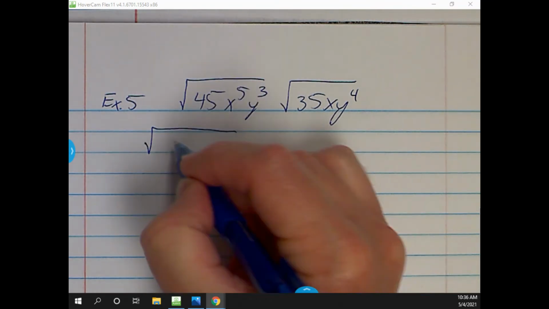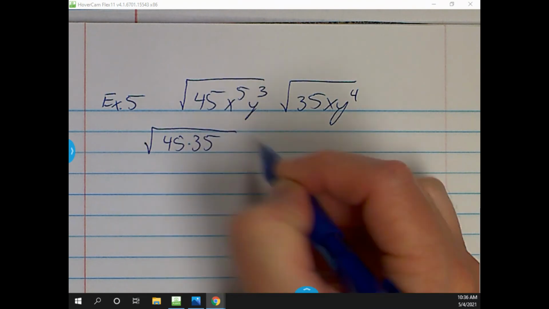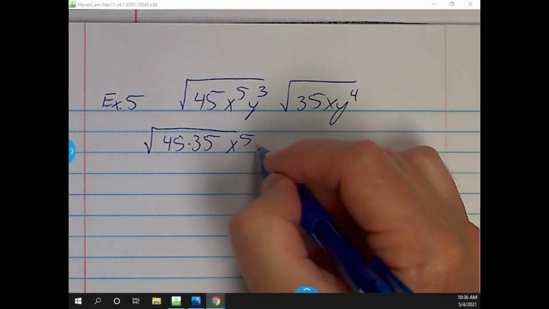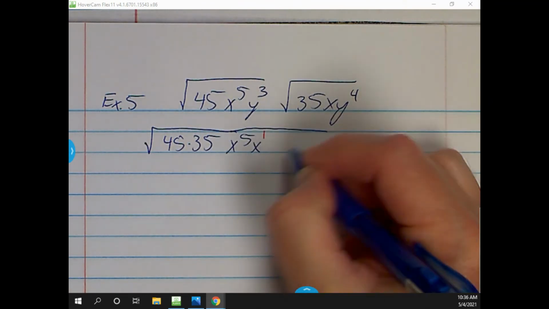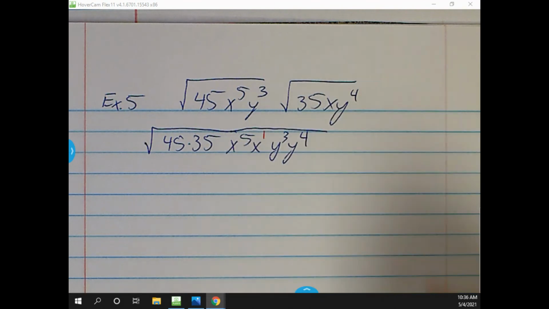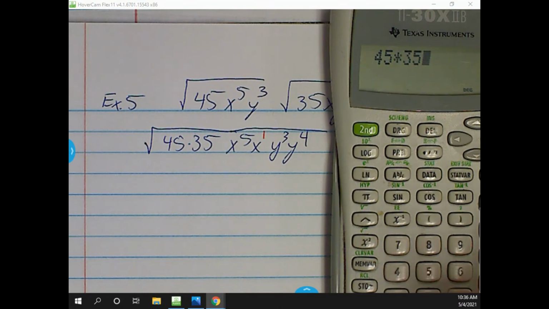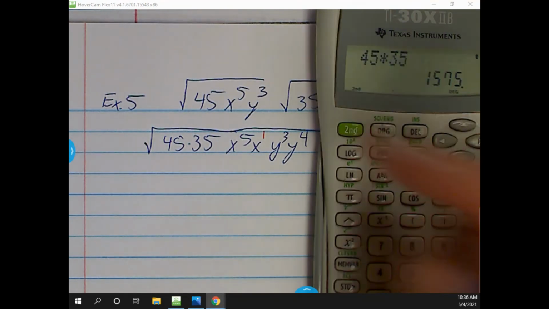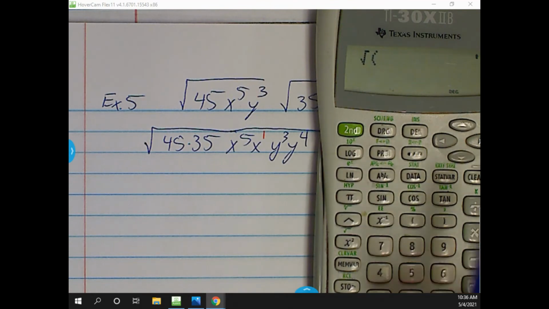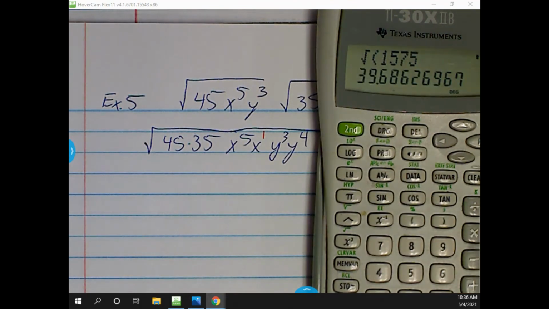Okay, so if we bring it together, it's 45 times 35. X to the 5th and x, and again, I put a 1 on that one just so that you don't forget about it. Then y to the 3rd and y to the 4th. All right, if you check it real quick, I don't know what 45 times 35 is. If you check 45 times 35, that's 1,575. So when you do the square root of that number, so second, square root of 1,575, that does not come out to be a whole number. So we're going to have to take 45 and 35 and break it down.